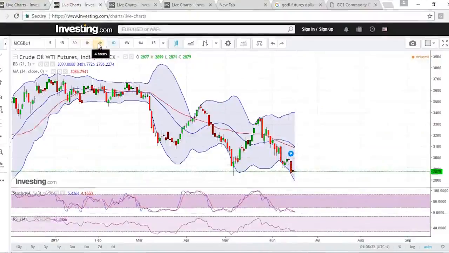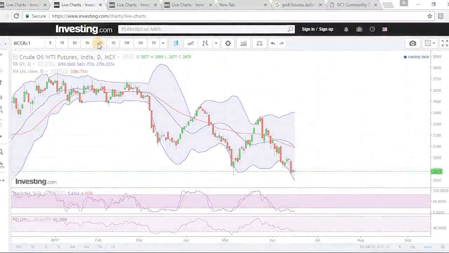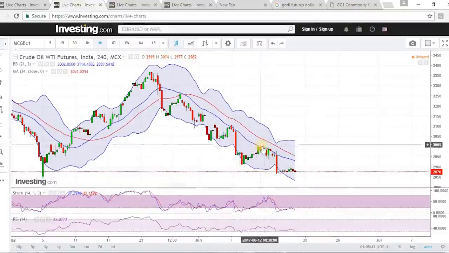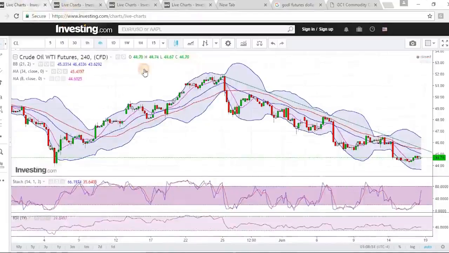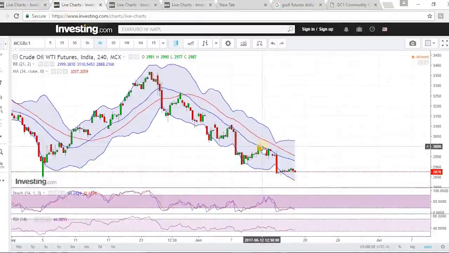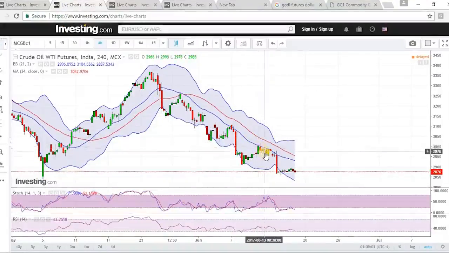Let us go again to a lower time frame, 4-hourly. Here we can see the market is falling from the mid Bollinger of the Indian crude oil price. But again, as I told, we won't be looking at this chart, because due to the time gap, the price not being traded those 8-10 hours, it is not actually a true reflection of the chart.